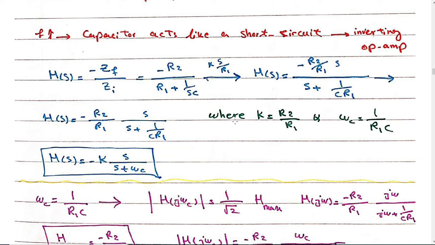So R2 over R1, we call it K, which is our gain. What is the cutoff frequency? It is 1 over R1C. So the transfer function is minus K S over S plus omega C, where omega C is 1 over R1C. So why do we call 1 over R1C our cutoff frequency for this circuit?